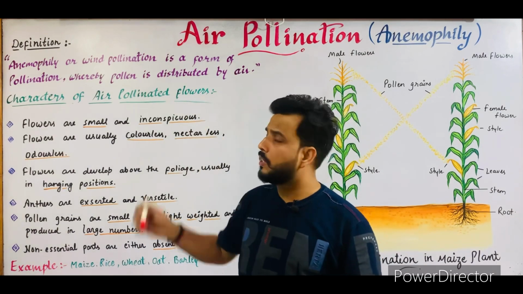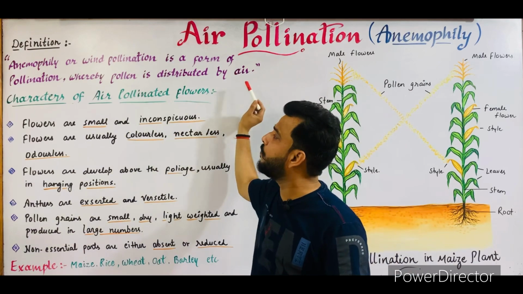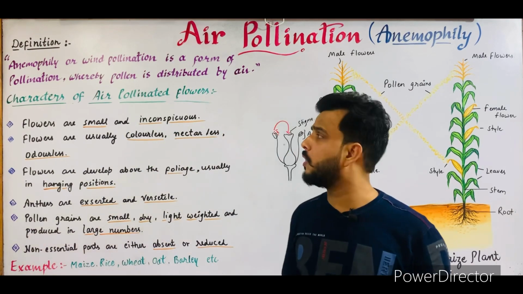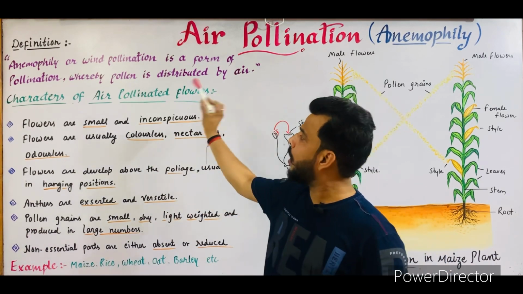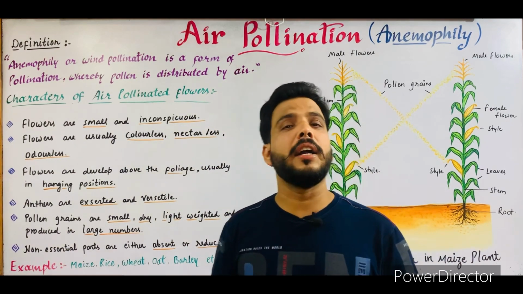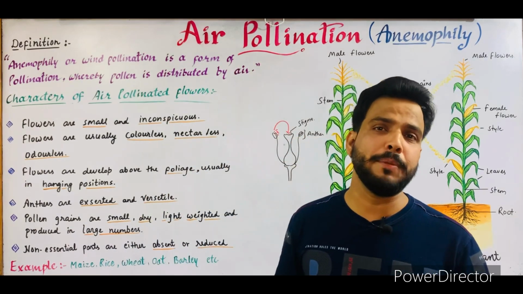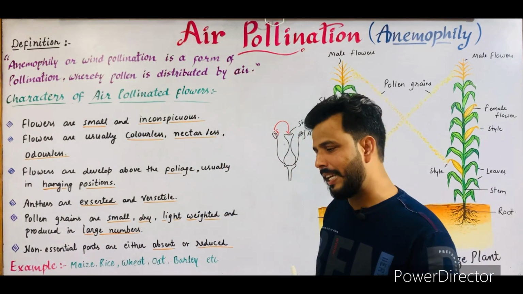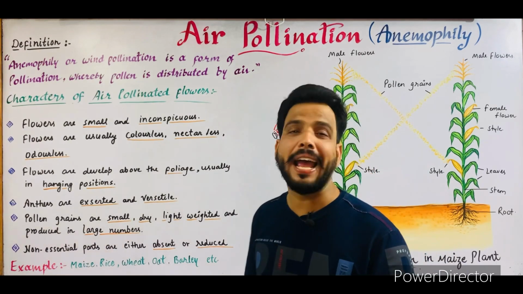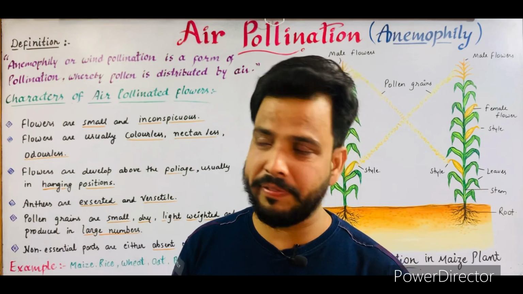Now what about the definition? Anemophily, or air pollination, or wind pollination, is a type of pollination. It's a method of pollination whereby pollen is distributed by air. Where pollen grains are distributed with the help of air, this phenomenon is known as air pollination. In simple words, you can say the transfer of pollen grains from anther to stigma by air is known as air pollination. So it is the easier definition.